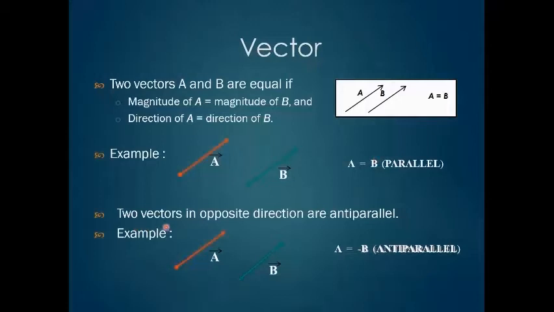However, if the two vectors are in opposite direction, contoh macam ni, A dia ke atas, but then B dia ke bawah. So, that is called anti-parallel. So, A is equal to negative B.